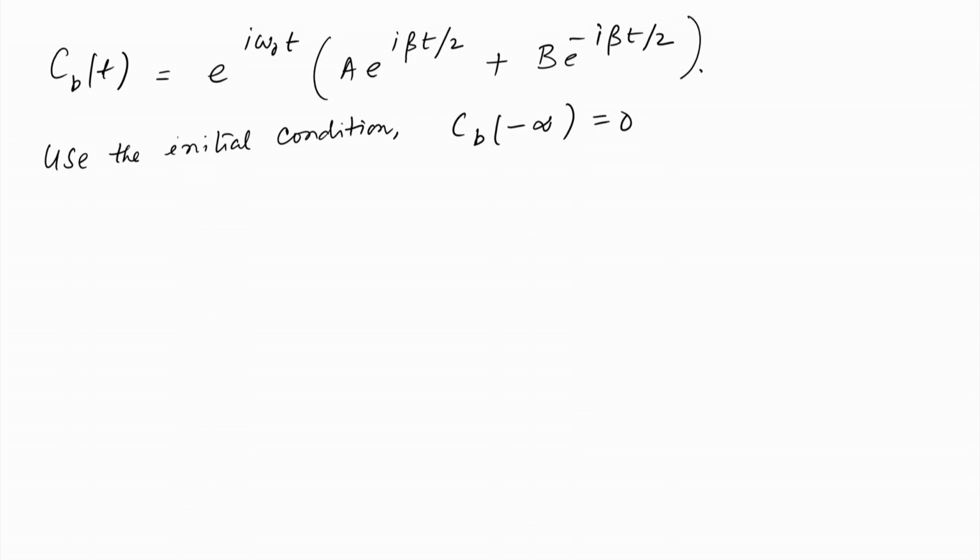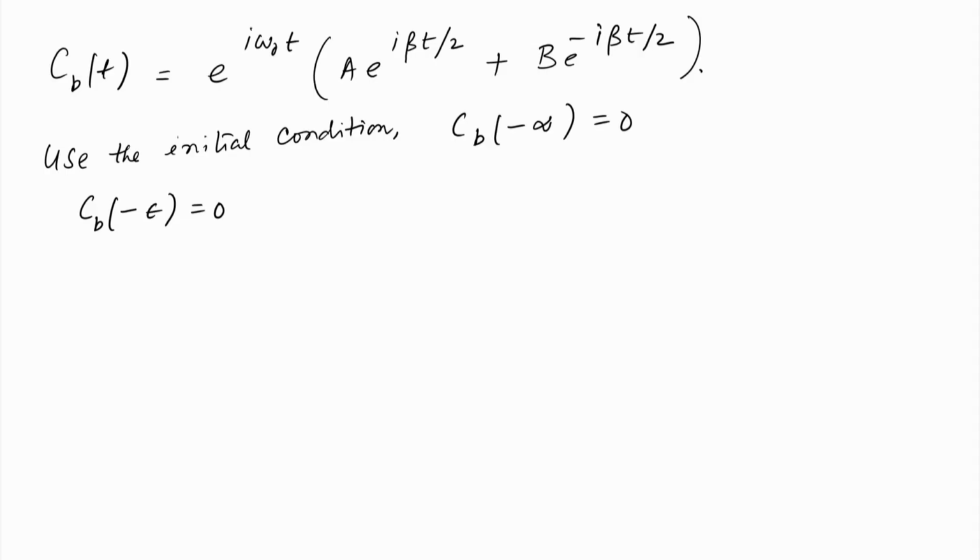So, C b at minus epsilon is equal to 0. So, infinity does not have a meaning for the delta function type potential, or rather the perturbation. So, this is between minus epsilon to plus epsilon, this is equal to 1 over 2 epsilon, and so we write either minus infinity or minus epsilon, it does not matter.